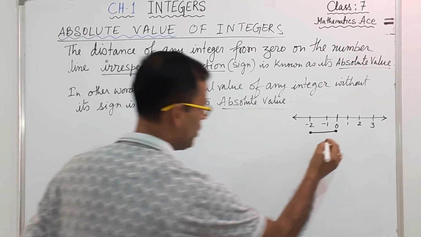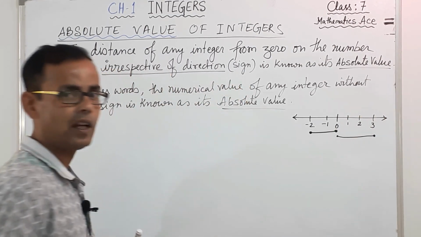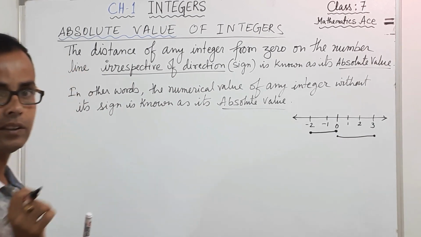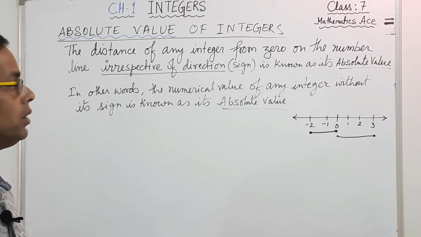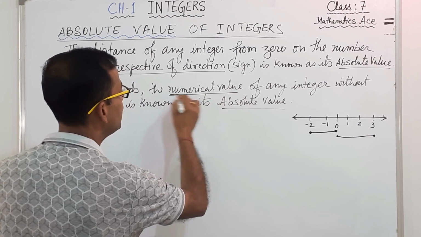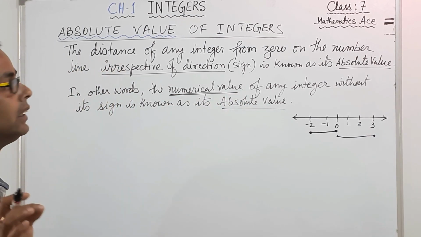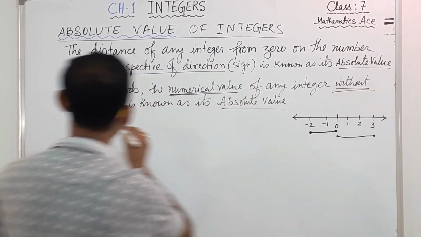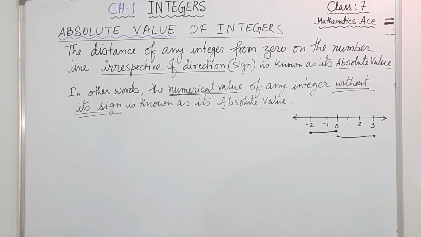That's why it is told irrespective of direction, don't take the sign. Suppose if I want to measure the distance from here to here, this side is the positive side, but still we will not take the sign. Only the distance. Clear? Irrespective of sign, that is called the absolute value. Or you can say another word, the numerical value, the number, not the sign. Only the number of any integer without its sign, that is known as the absolute value.